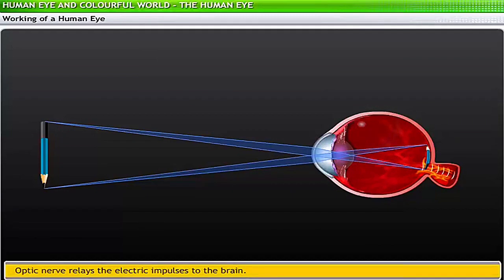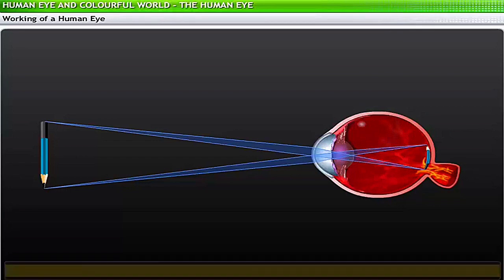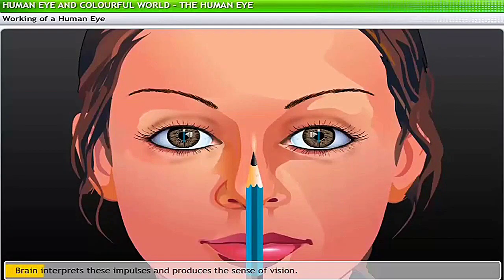The electric impulses from the retina are relayed to the brain by the optic nerve. These impulses indicate the brightness and color of the image to the brain. The brain interprets these impulses and produces the sense of vision.